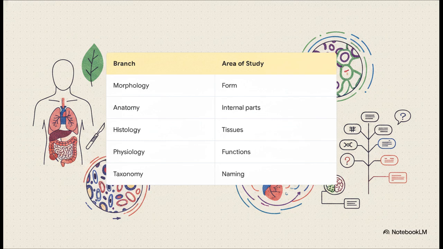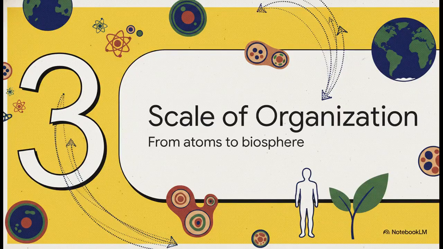So think about it like this. If a doctor is examining your internal layout, they're using anatomy, but when they check your heart rate to see how it's working, that's physiology. Which brings us to our final act, Section 3, the grand scale of organization. We are going all the way from invisible atoms to the entire biosphere.